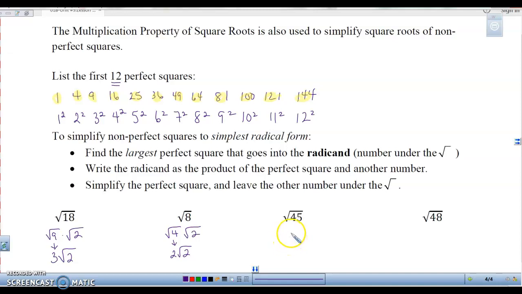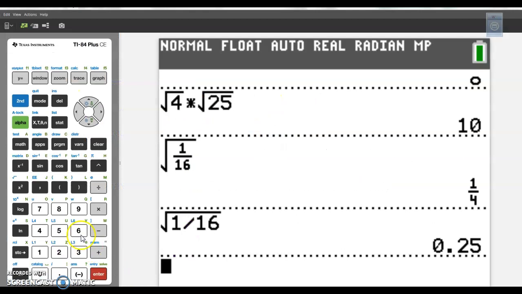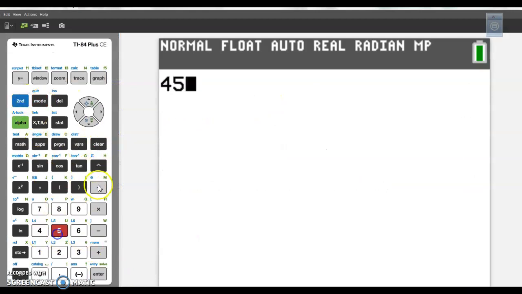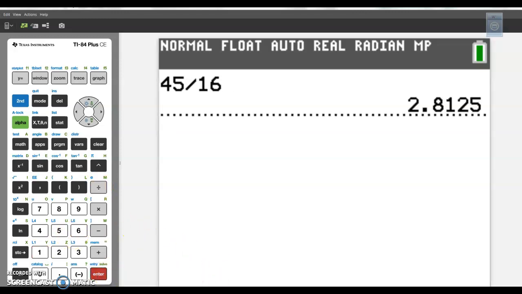Okay, 45. The square root of 45. We need to figure out if there's a perfect square that goes into 45. All right, so the biggest number it could be is 36. Does 36 go into 45? No. Does 25? No. Does 16? I don't think so. If I do 45 divided by 16, nope, that doesn't go in nice and evenly.